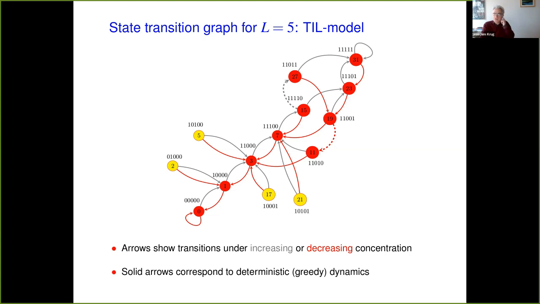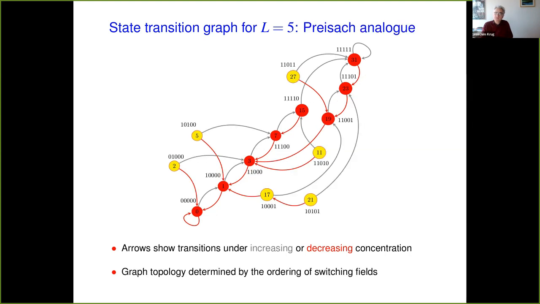Now, I told you that there's an equivalence to the Prizach model. So you can define a Prizach model that has exactly the same states, but a different graph, which doesn't have any secondary mutations, so it doesn't have any avalanches. Each node has just one outgoing gray arrow and one outgoing red arrow. But of course, these graphs are also rather interesting and complex, and Muiti Mungan and others have analyzed them in great detail.